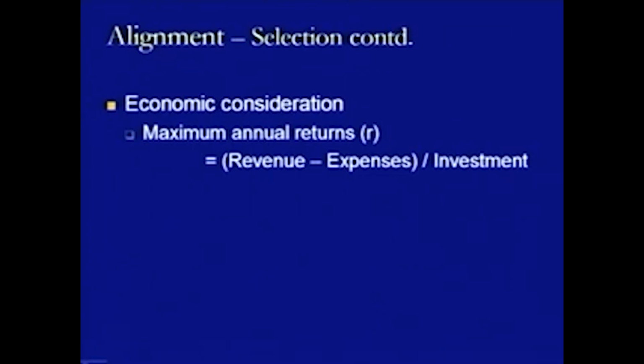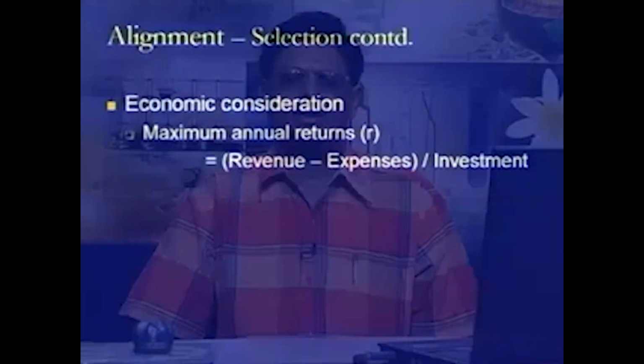So, what we have seen in today's lecture are the aspects related to geometric design, their elements, and then specifically the alignment, and the factors which need to be considered while choosing any alignment. So, we are stopping at this point, and we will be continuing with the other geometric design features in the following lectures.